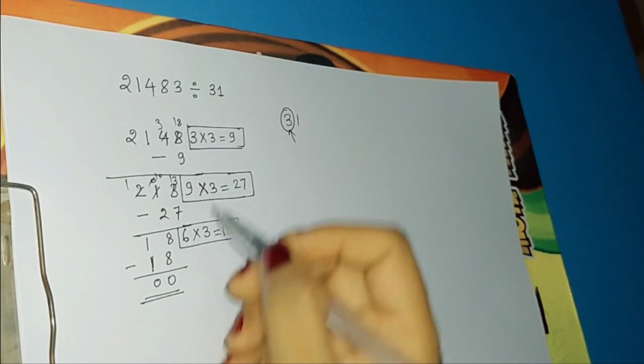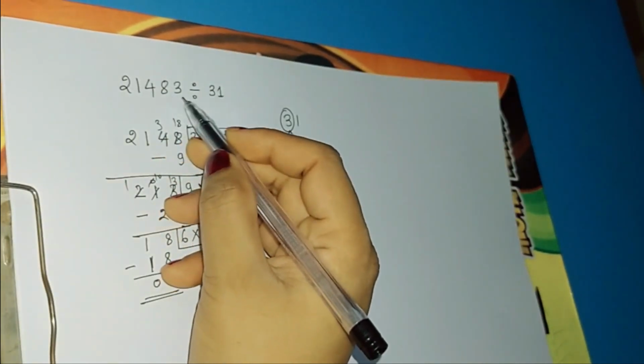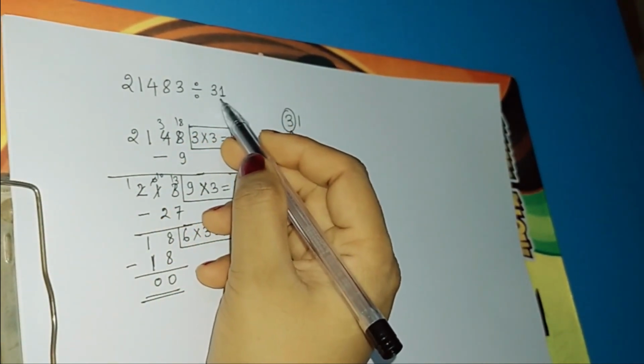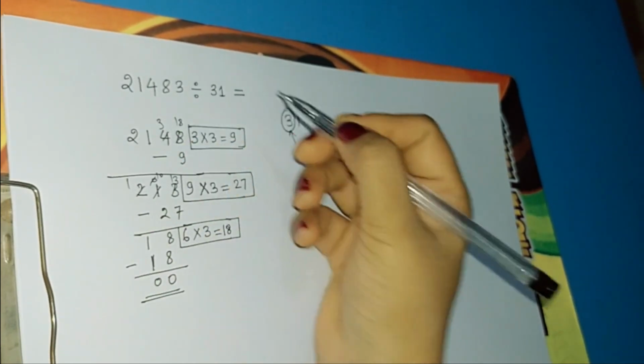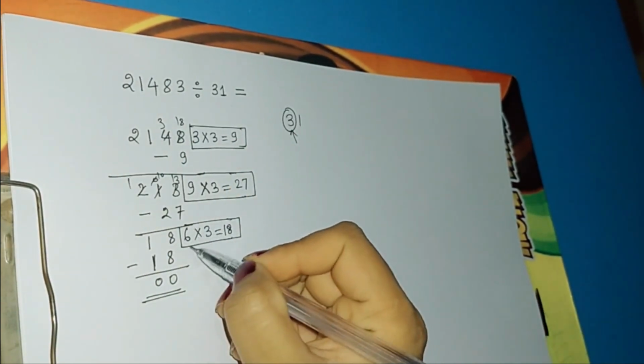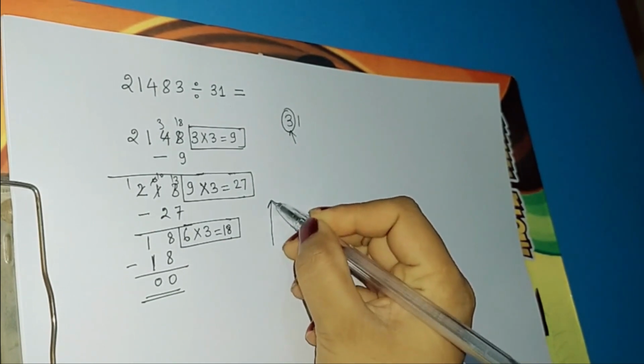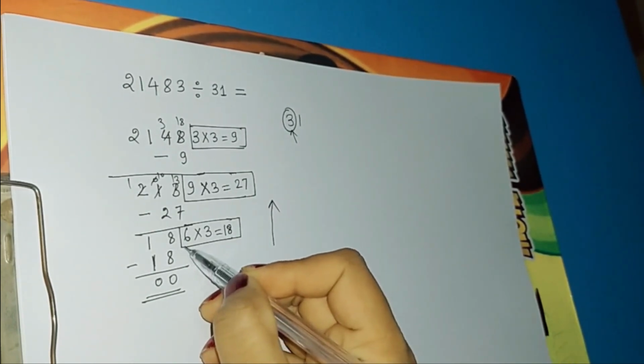And we can say that this 21,483 is completely divisible by 31. And if we want to know the answer for this question, here is our answer. We need to go from bottom to up and circle these numbers.